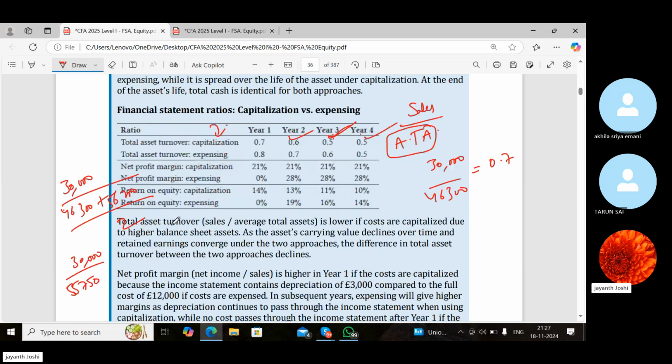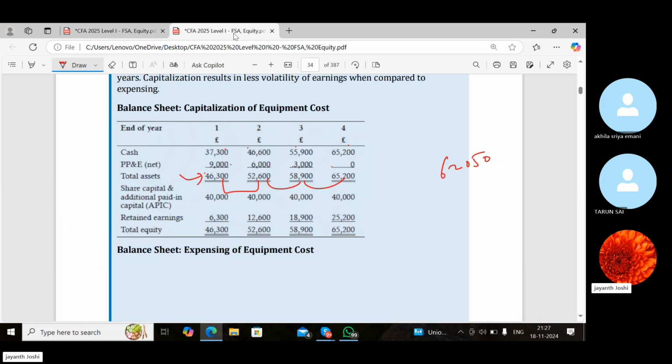So this is the case. The total assets turnover ratio is lower if the costs are capitalized, due to higher balance sheet assets. Yes, every year your balance sheet assets are increasing. That is because of the cash balances, or closing cash balances, being more. That day we were only going for the asset turnover ratio. We were only focusing on this, but we have to take the total assets turnover ratio. So we need to take the total assets, and total assets are constantly increasing.